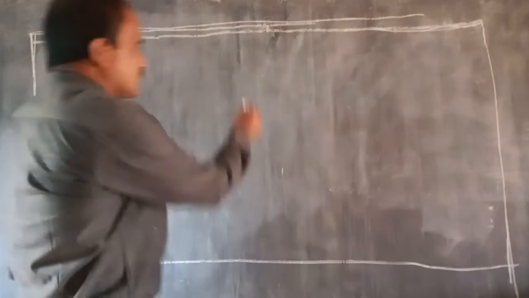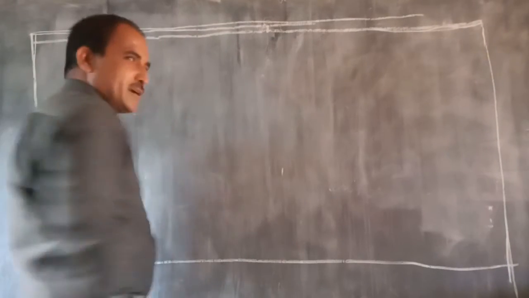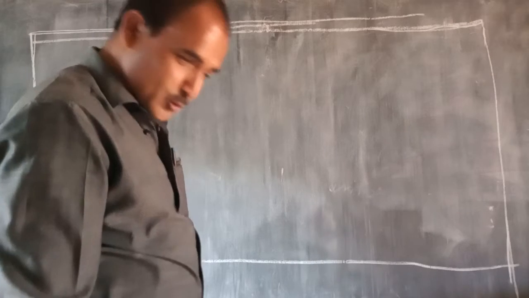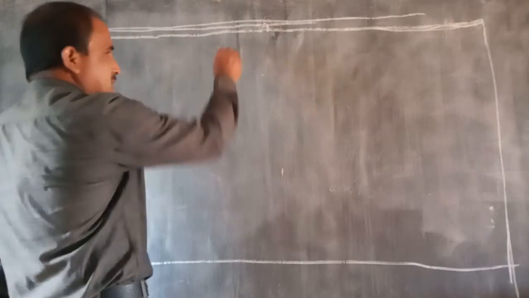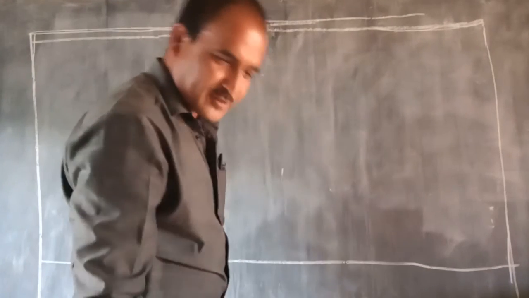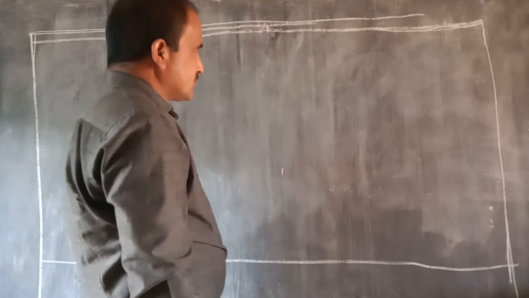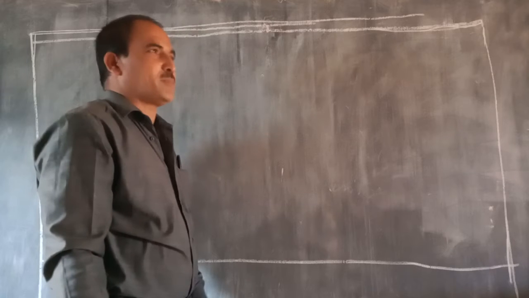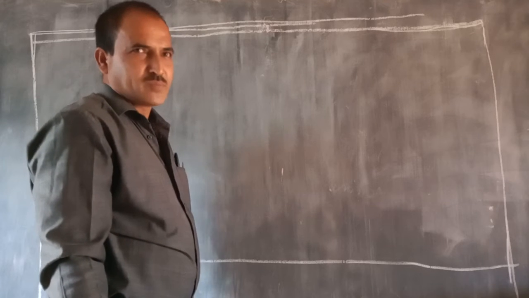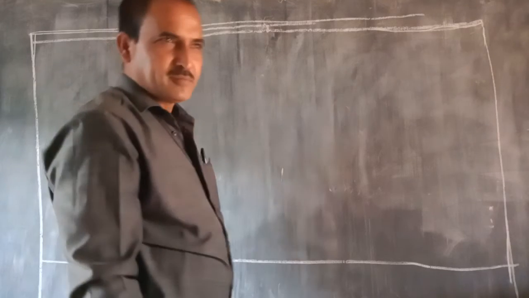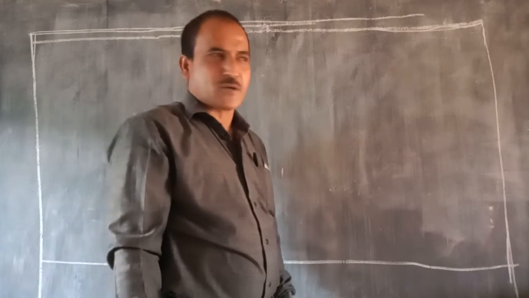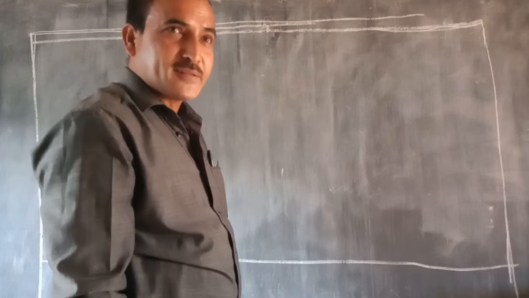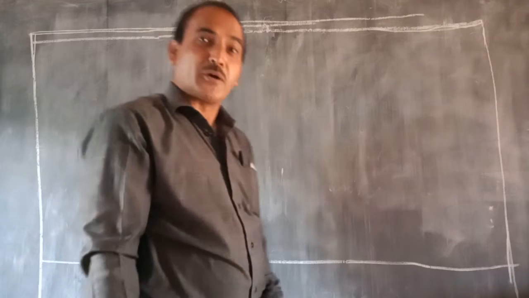Now we are going to start the next class, Squares and Square Roots. In earlier classes we have studied about the square. Now I am going to show how we can identify whether a number is a perfect square or not, without finding the square of that number.